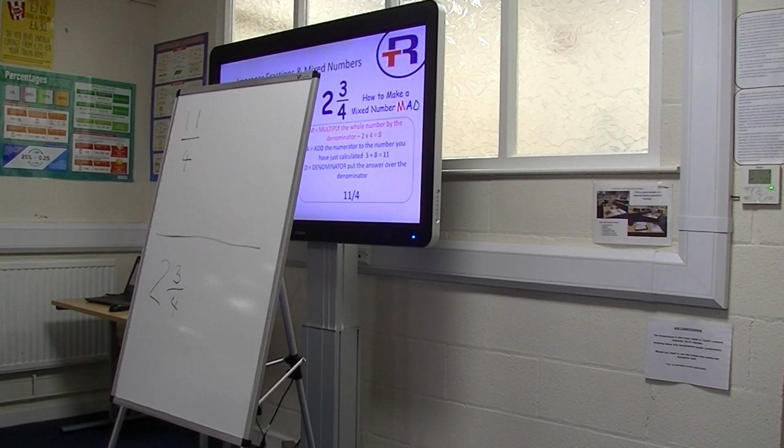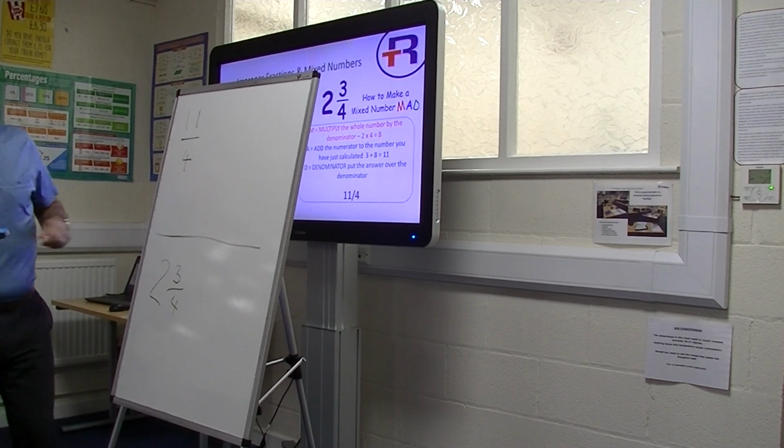What I find is some people find changing the improper fractions to the mixed numbers quite easy, or the mixed numbers to the improper fractions more difficult, or the other way around. Okay? To be honest, they're both pretty straightforward to do.